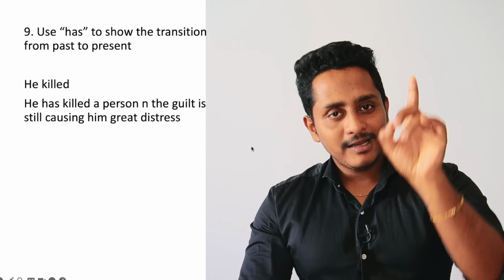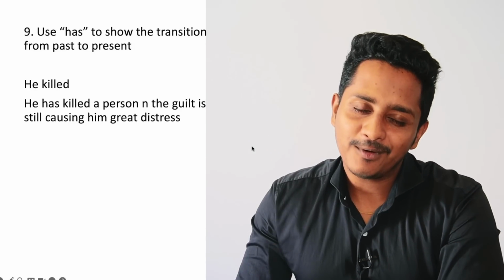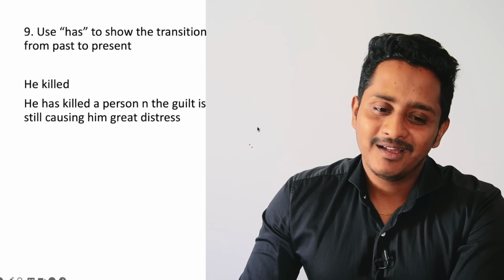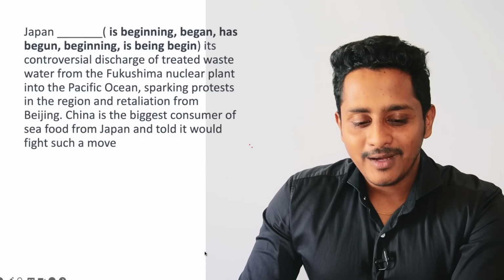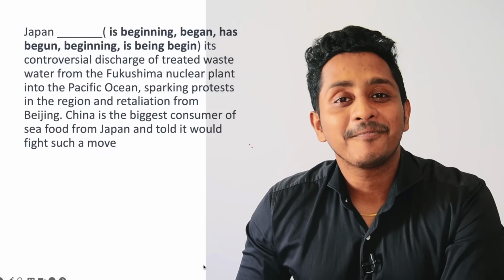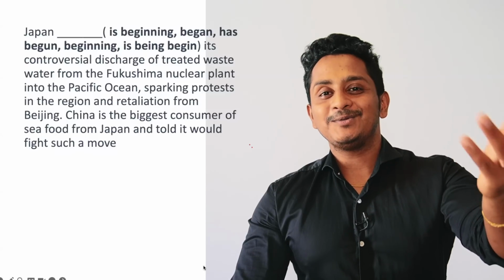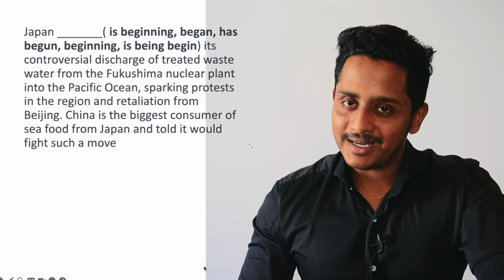Has killed is different, killed is different. Use has or have or had to show the transition. Now, the first one, try to answer. Take your time. Pause the video. Once done, resume the video to understand if you have done correctly or not.